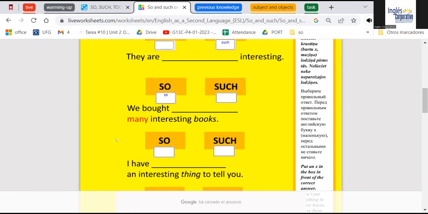Look at the rules. Check your notebooks. Let's see who else is here. Okay, so we got 10. Julio, what do you think? Marlene, Veronica. Okay, can you read the full sentence, please? We bought so many interesting books. Okay, interesting books. Very good.